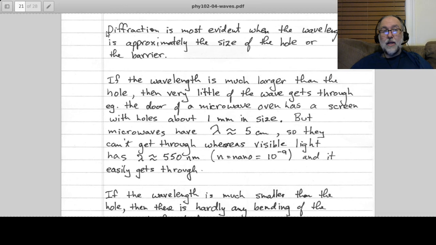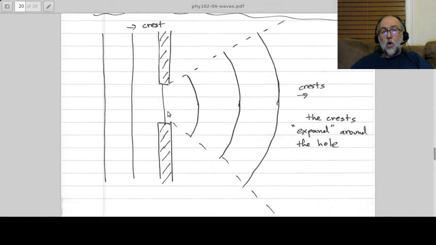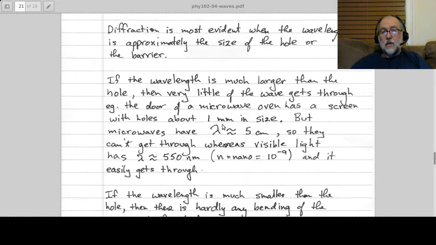Okay, and so when it comes to diffraction here like that, if the hole is much smaller than the wavelength, the wave pretty much doesn't make it through. In other words, yeah, you might get a little bit on the other side, but it's absolutely tiny in terms of its amplitude compared to the amplitude over here. So yeah, there are holes in the microwave oven door, but they're so small that the microwaves can't get through it. Okay, however, the light can, because 1 millimeter holes are much bigger than 500 nanometers.